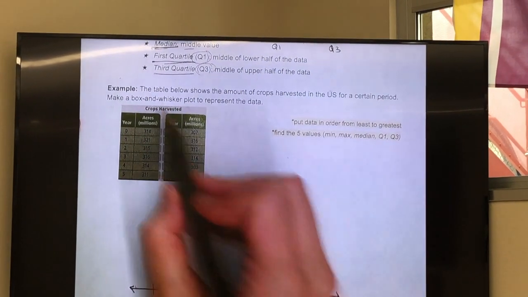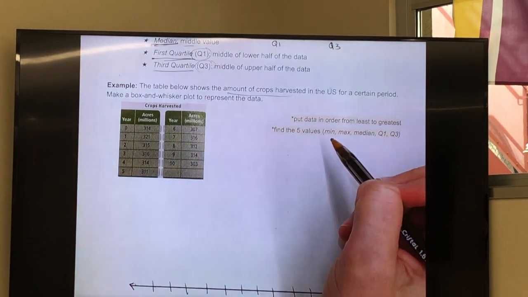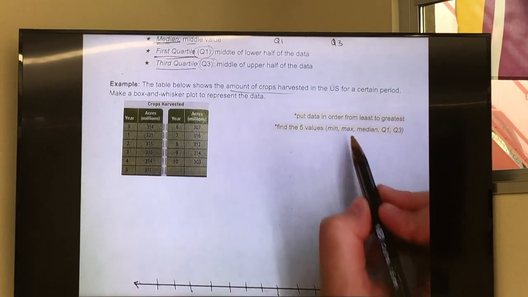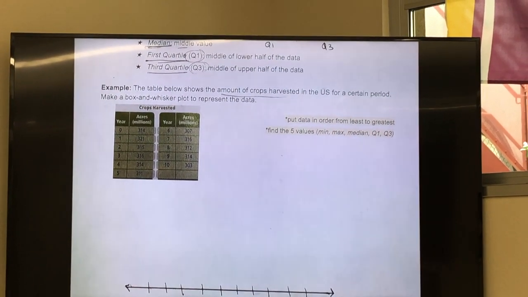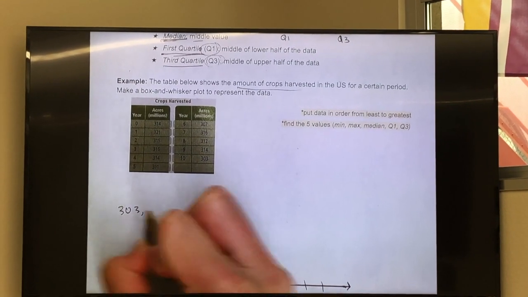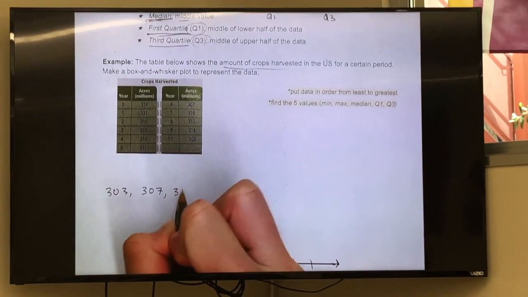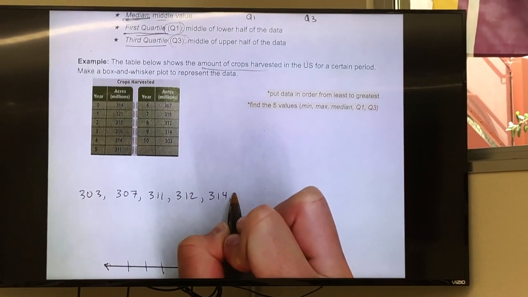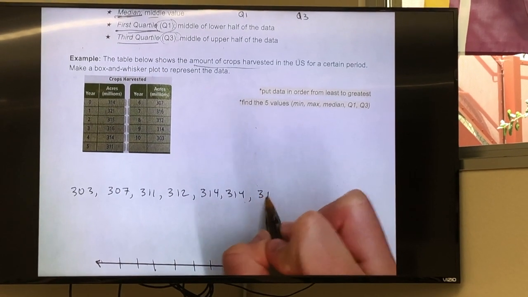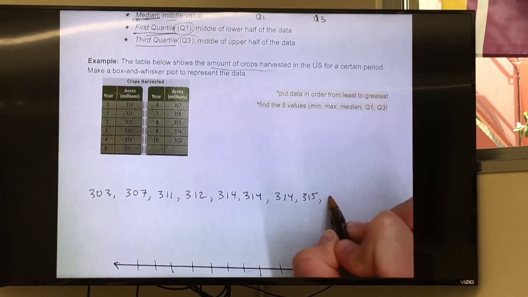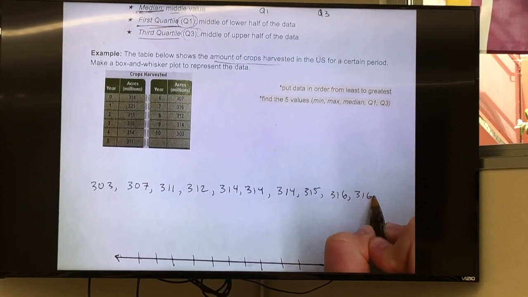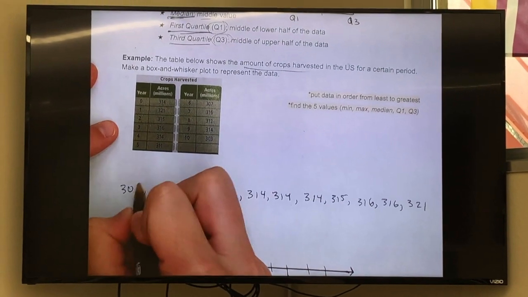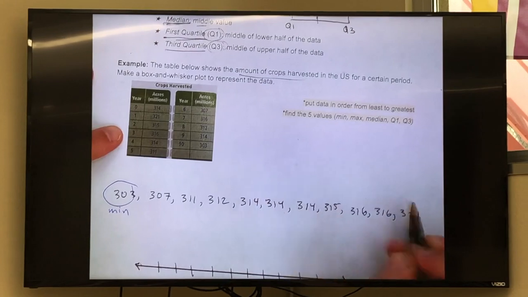All right, we have a table here talking about the amount of crops harvested in the US during a certain period. It looks like they're talking about acres of crops. First step, because we're doing median and such, is we need to put them in order. All right, we got 303, 307, 311, 312. There are 3 314s, a 315, 2 316s, and a 321. All right, we're finding our 5 things. Step 1 is min and max. That's easy.